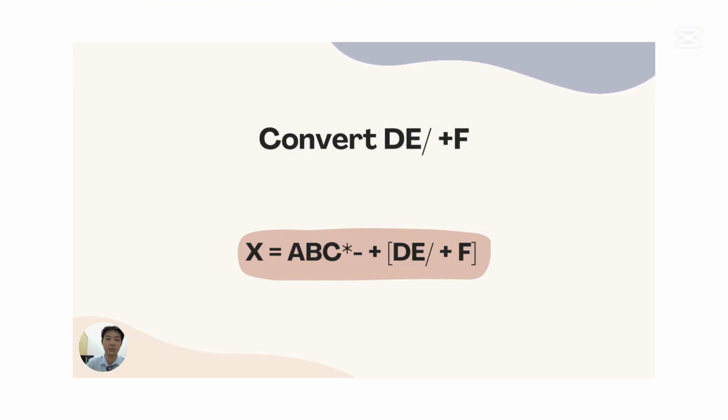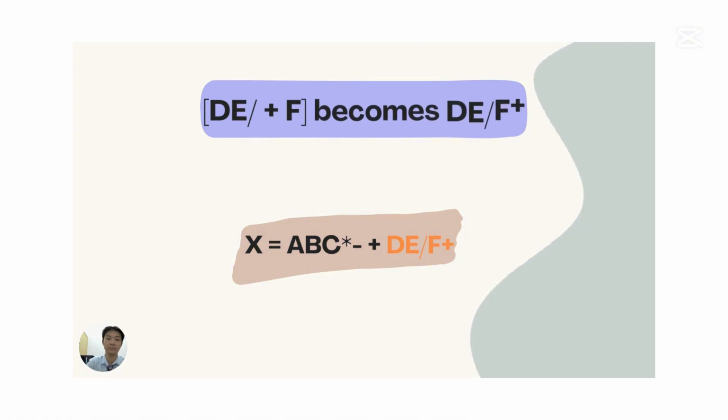After that, we also convert de divide plus f. De divide plus f becomes de divide f plus, and the bracket is also removed. After this, we get the latest expression, which is x equals abc multiply minus plus de divide f plus.